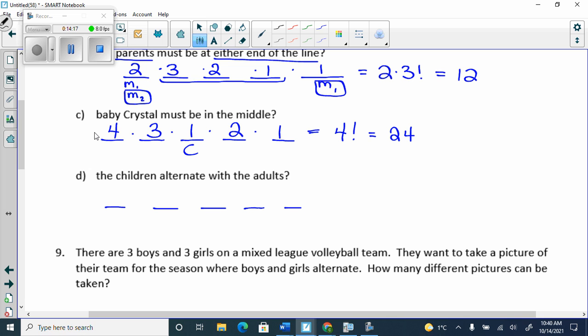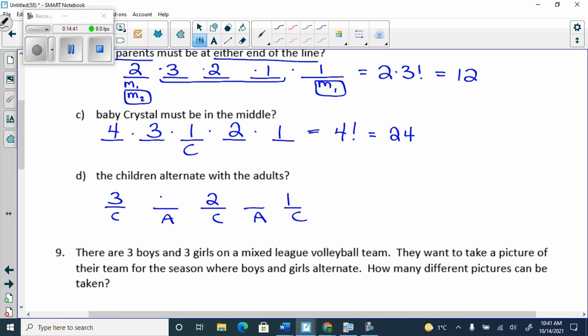In order for them to alternate, what must we start with? A child. So we'd have to have a child, an adult, a child, an adult, a child. That's the only way we could alternate. If we start with an adult, we go adult, child, oh, crud. It wouldn't work, right? So how many children do we have for this blank? 3.